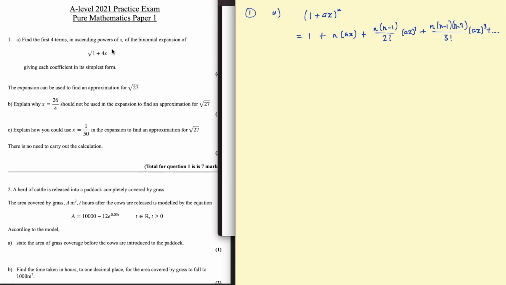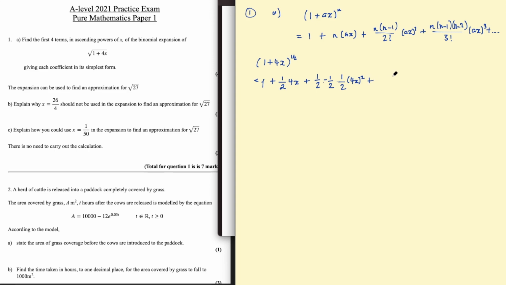Okay, so let's apply it to this expression. We can write this as (1 plus 4x) to the power of a half. That's another way of writing the square root. So applying this theorem, we will have 1 plus, n is a half, a is 4, times x, plus a half times (a half take 1), that's negative a half. And then 1 over 2 factorial is also a half. And this is multiplied by 4x squared.